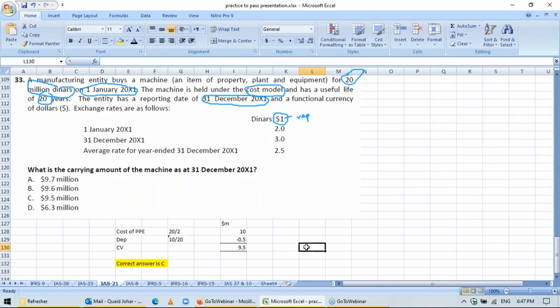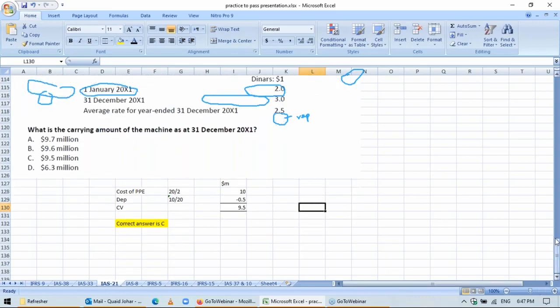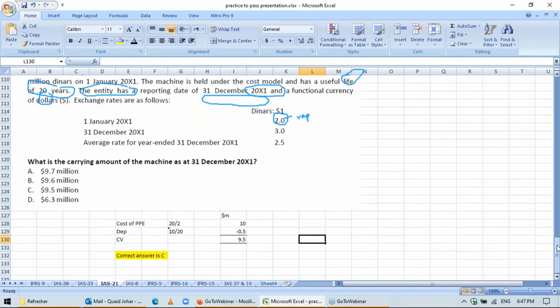Okay, students. Let's move on to the next standard now. That's the end of IAS 21. We will be doing a bit of IAS 21 in probably the financial statement question as well.